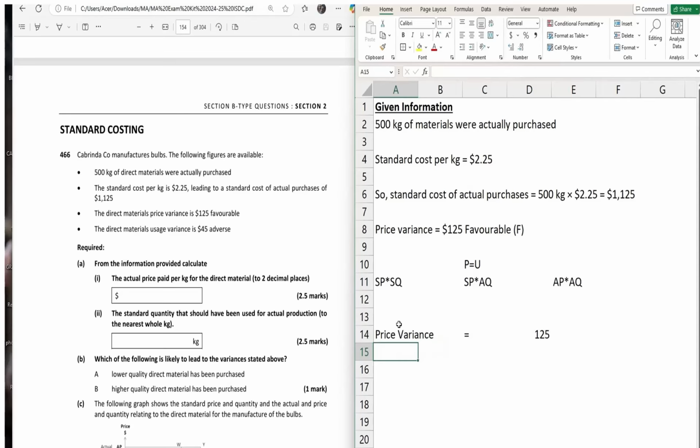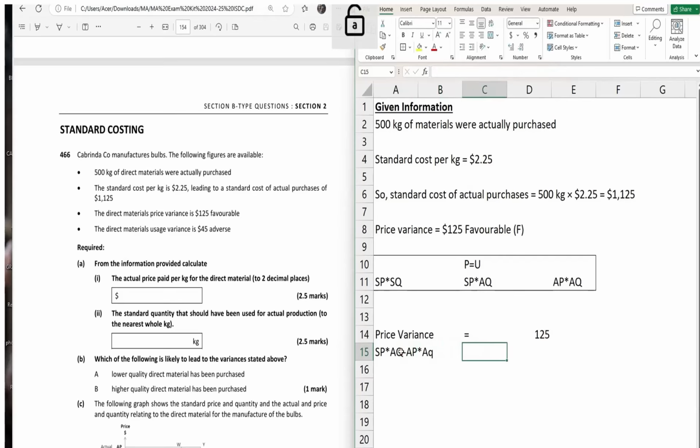What is the price variance formula? We will just pick it up from this chart. From this chart, these two represent your price variance. So I will write down SP into AQ minus AP into AQ, which will give me the price variance of 125. As you can see, AQ is common in both the second and third columns, so I will take AQ common and multiply by SP minus AP. Again, it's 125.